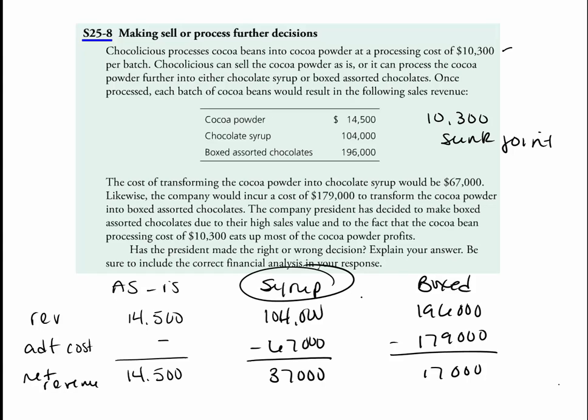But you can see by this one, we just want to look at the differential costs. We just want to look at what's going to differ among these 3 alternatives to make our decision. So there you go. There's 25.